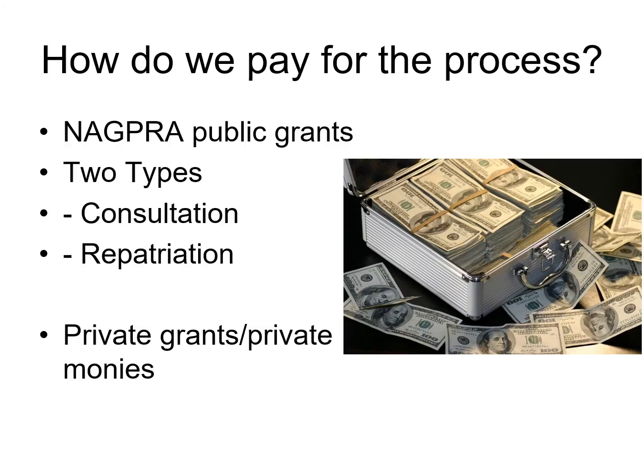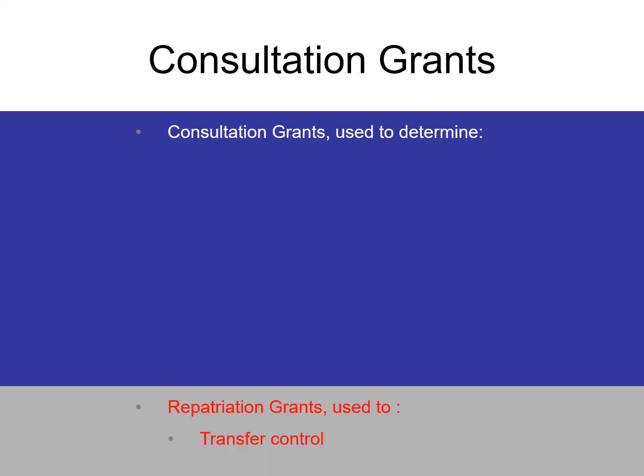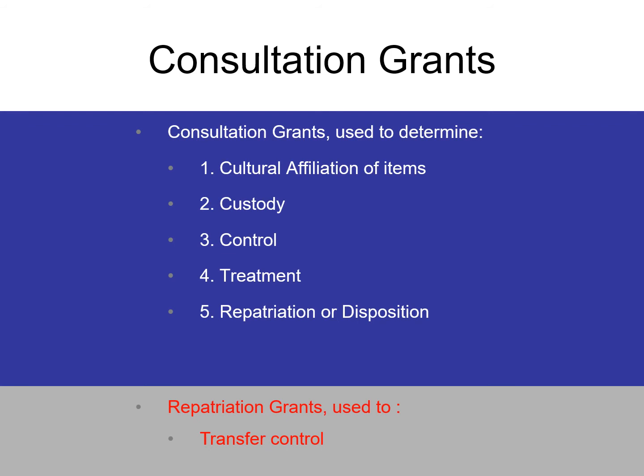So how do we pay for the process of NAGPRA? Well, NAGPRA grants come in two different types, right? We have consultation grants as well as repatriation grants, and you also have private grants and private money that's used, because it's actually a good tax write-off to donate money to an archaeological excavation. So consultation grants are used to determine the cultural affiliation of items, as well as to transfer custody, transfer control, as well as treatment if any items need to be preserved or put into a state in which damage is prevented. And then finally, the setup of repatriation or disposition.